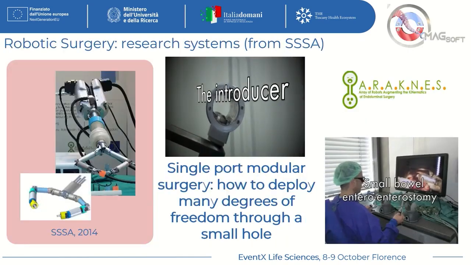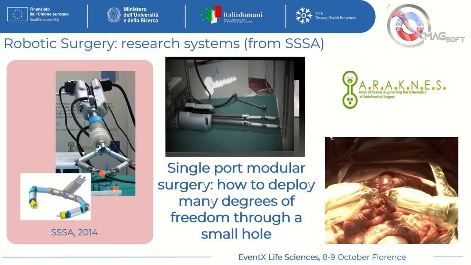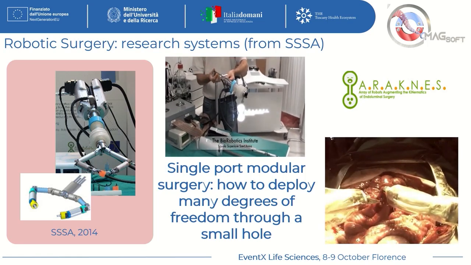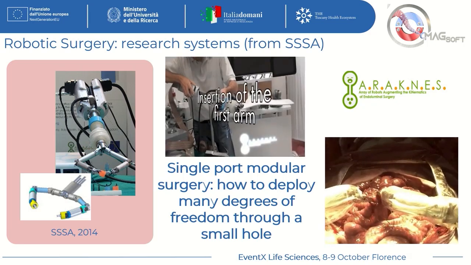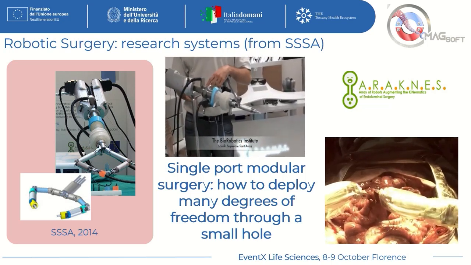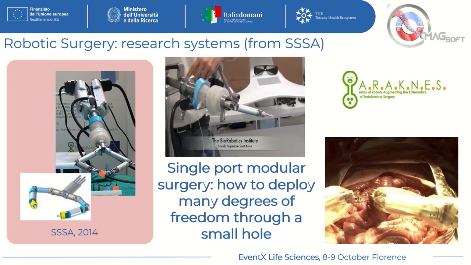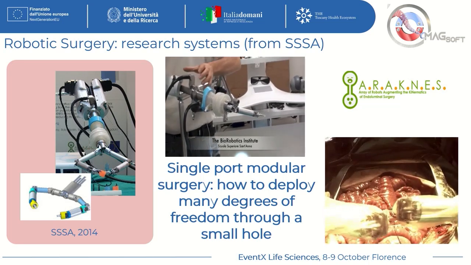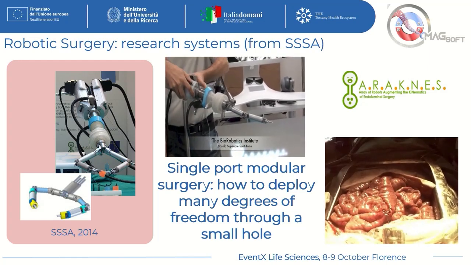I have reported here 3 examples coming from the state of the art. The first example is a bimanual robot. The name was SPRINT, single-port modular robot for surgery. In this case, you enter the body through a hole, a trocar from the umbilicus with a diameter of about 2 centimeters, and you deploy up to 14 degrees of freedom inside the body under stereo vision.